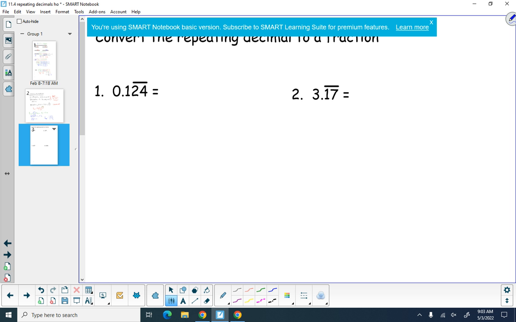0.124, the bar is only above the 24. So we have 0.124, 24, 24, and so on. Okay, the number of repeaters you have, 2, tells you how many zeros to multiply both sides of the equal sign by. So go ahead and multiply both sides of the equal sign by the zeros. Go ahead and put it above it. See, it's a little bit easier for you to do the subtraction. Looks a little kinder on your eyes.